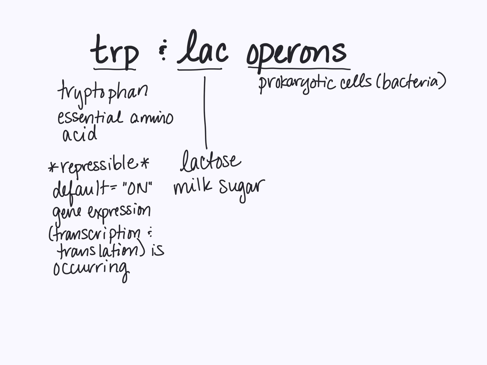Now the lac operon is called an inducible operon. In an inducible operon, the default setting is off, meaning that gene expression is not occurring unless it gets turned on.